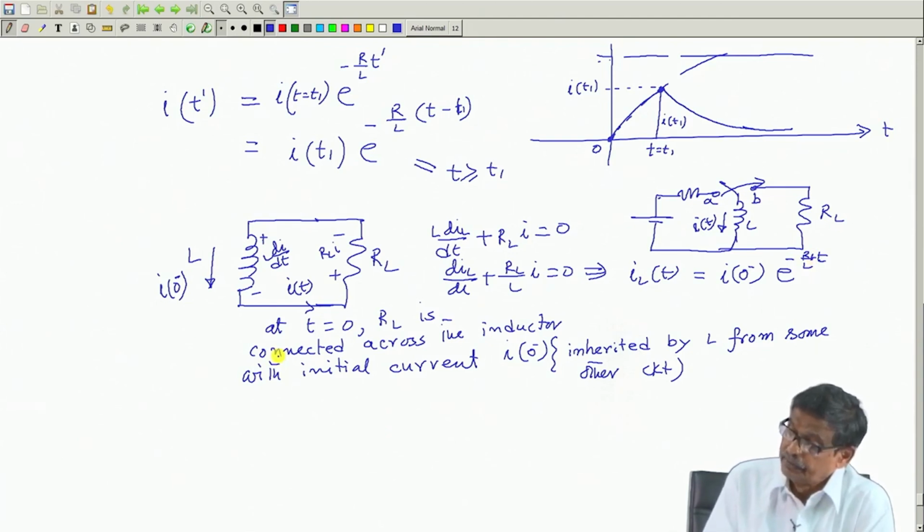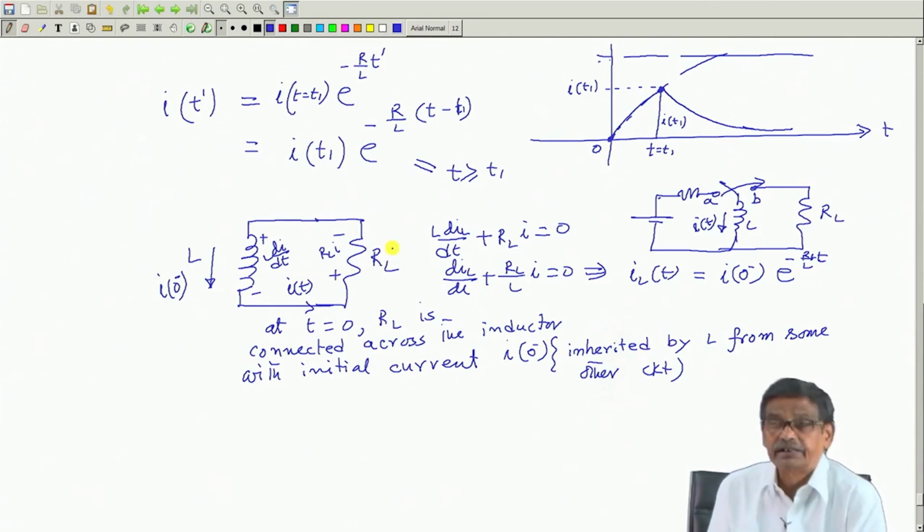Okay. So, this inductor current will decay. Is the time constant the same? It may not be, because your L by R L ratio may be different from the L by R ratio during the charging process. So, this is called discharging of the inductor.